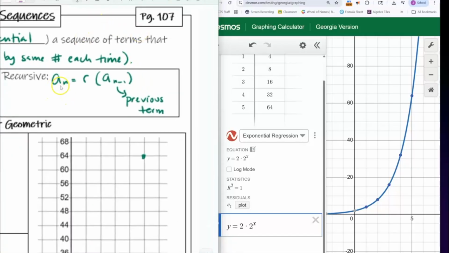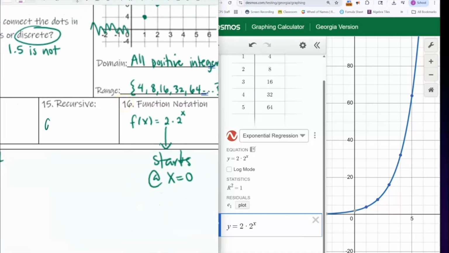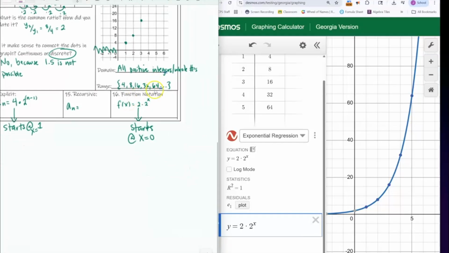Finally, the last thing is let's write our recursive formula. What is our recursive formula? A sub n is equal to your common ratio times your previous term. The common ratio and b are the same. As a matter of fact, I'm going to go ahead and write that: common ratio is equal to b. Please do not forget that. Your common ratio and b are the same thing. So a sub n is equal to your common ratio, which is 2, times your previous term, which is a sub n minus 1.